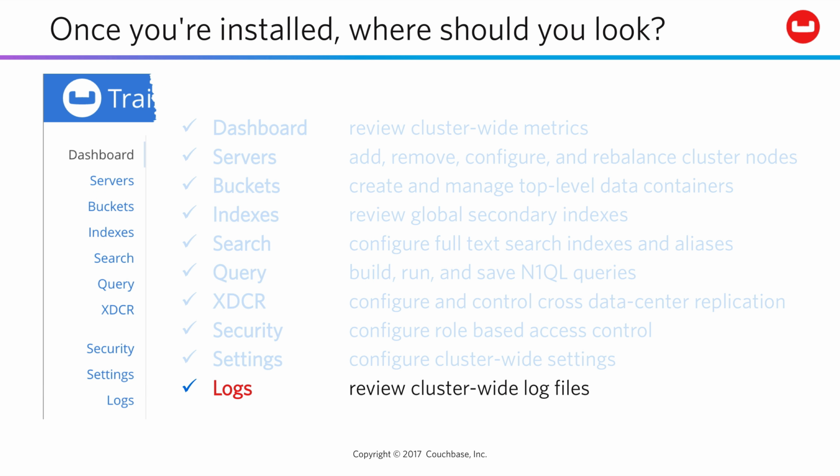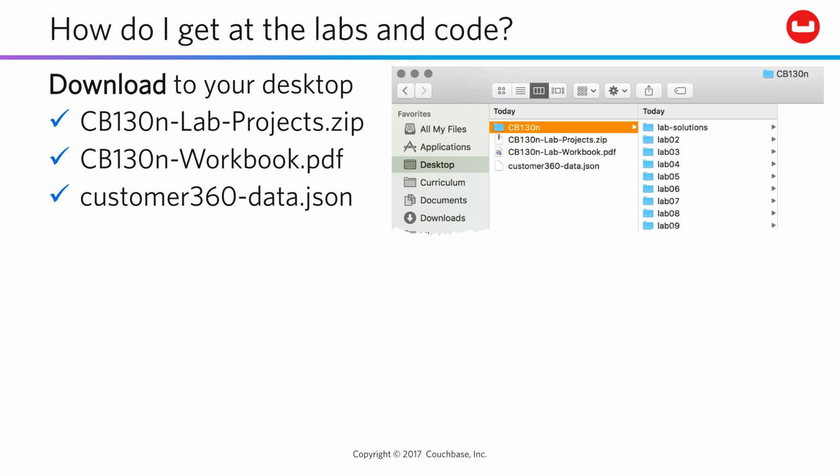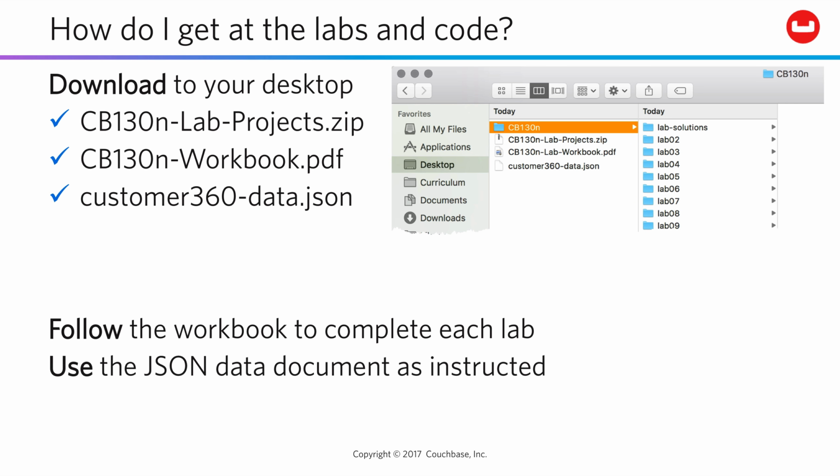In the opening lesson of this course, you'll have found downloads for the workbook, lab projects, and JSON data used in this lesson. If you haven't already, download these files to your desktop. You can go back to the intro lesson if you need. And then throughout this course, you will follow the workbook to complete each lab and use the JSON data file as instructed.